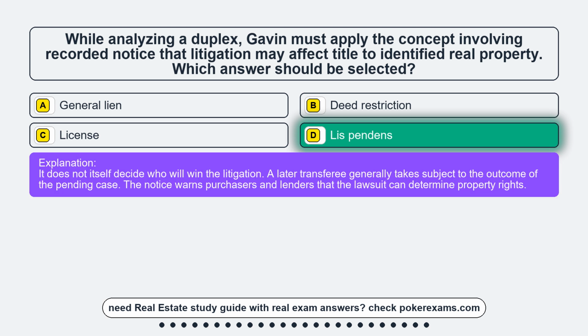It does not itself decide who will win the litigation. A later transferee generally takes subject to the outcome of the pending case. The notice warns purchasers and lenders that the lawsuit can determine property rights.